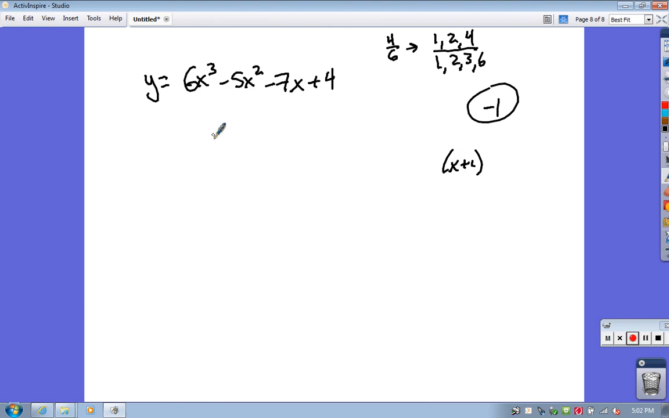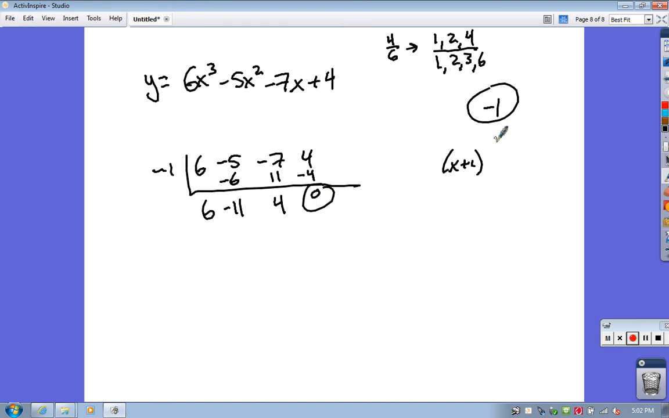Remember, I can do it with long division, but if I do synthetic division, I use the root and those coefficients: 6x cubed, -5x squared, -7x, and 4. Bring it down, multiply, add, multiply, add, multiply. Nice, 0. So I divided this by x plus 1. It is a zero. And notice what's left is a quadratic: 6x squared minus 11x plus 4.